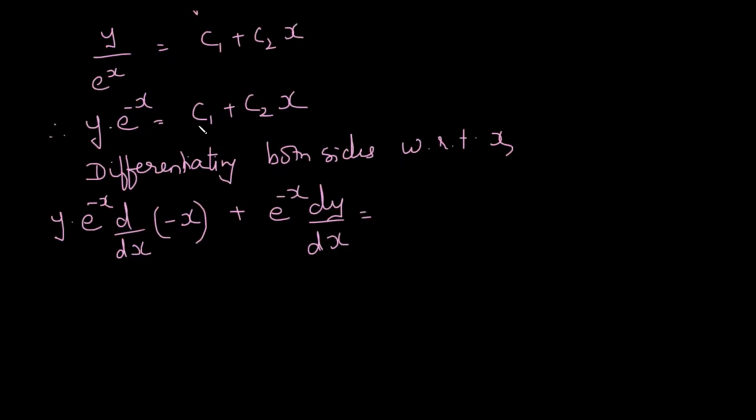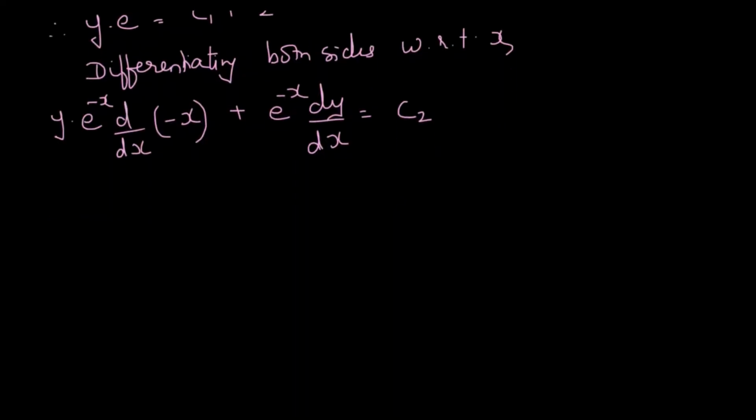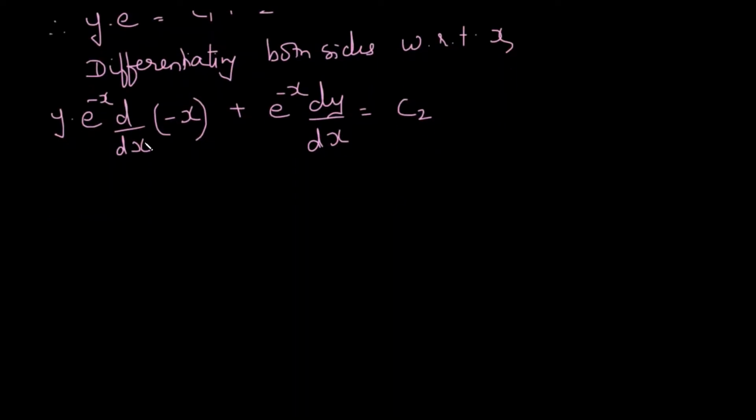What about the RHS? In the RHS, C1 becomes 0 because it's a constant, and C2 into x. Now the differentiation of x is 1. So we get just C2. So as you can see on the RHS, it has become simpler now. So we'll just write it properly first of all. Now the differentiation of minus x is minus 1. So minus y into e raised to minus x plus e raised to minus x dy by dx is equal to C2 is what we get on the LHS.